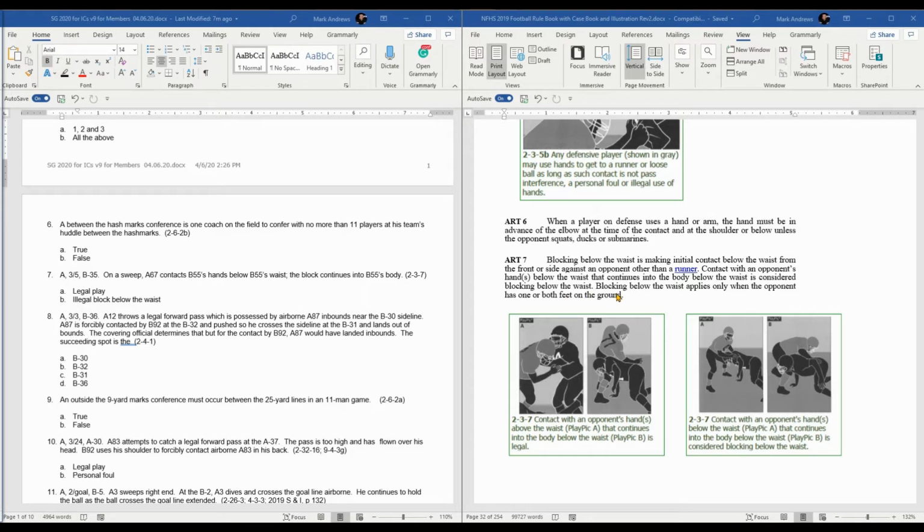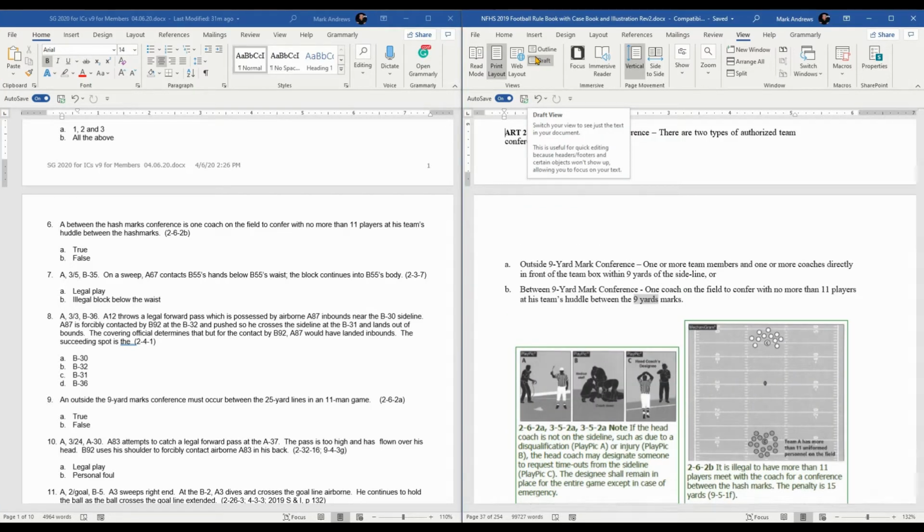So obviously, what they're saying in that last sentence is if a player is airborne and is hit below the waist, it is not blocking below the waist. That's not germane to our question here, but just keep that in mind. So if we go back to the question, it is an illegal block below the waist. It is a foul, and we want to call that. All right, let's move on.